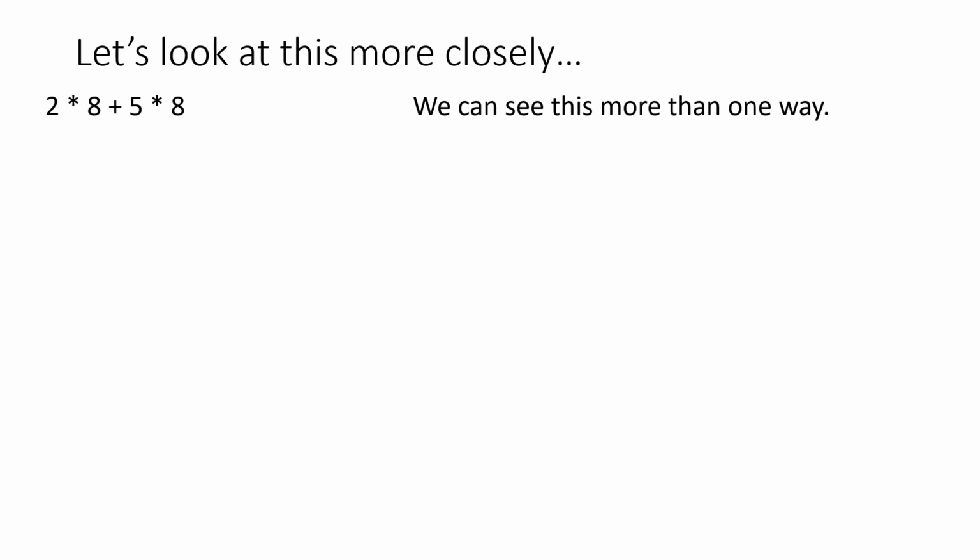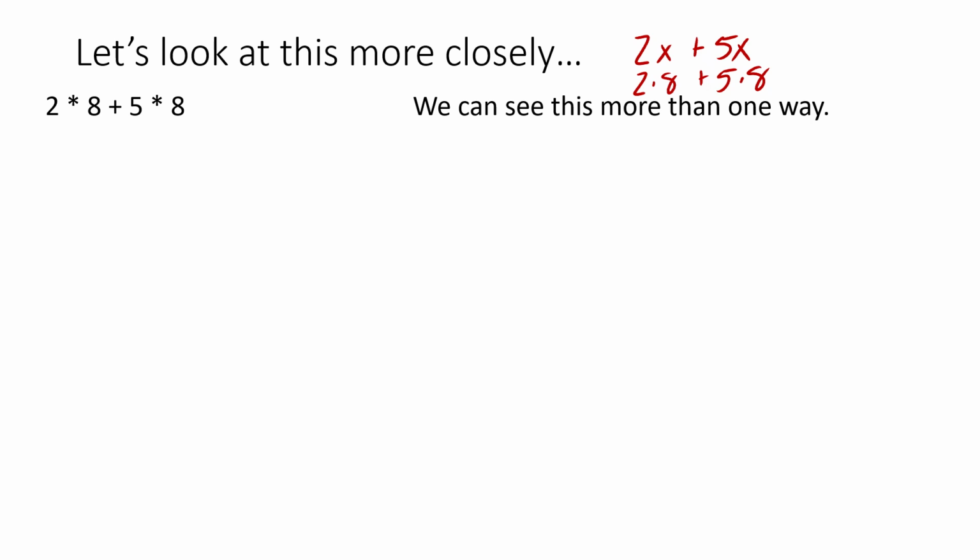So here we go. We have 2 times 8 plus 5 times 8. What I did there was take the 2x plus 5x, and instead of the x, I'm putting in an 8. So we have 2 times 8 plus 5 times 8.